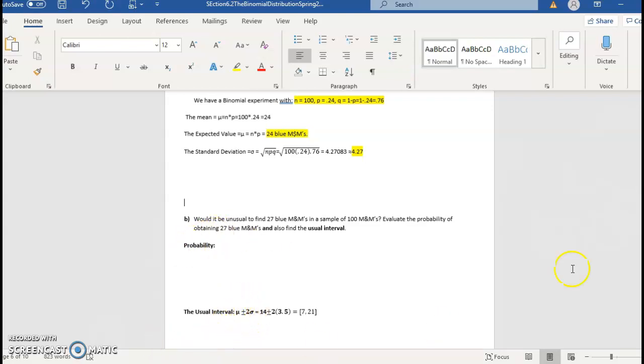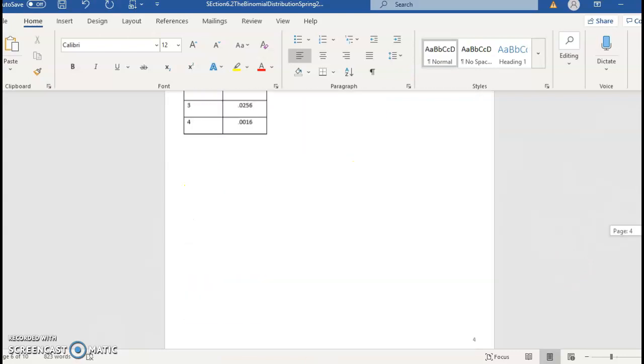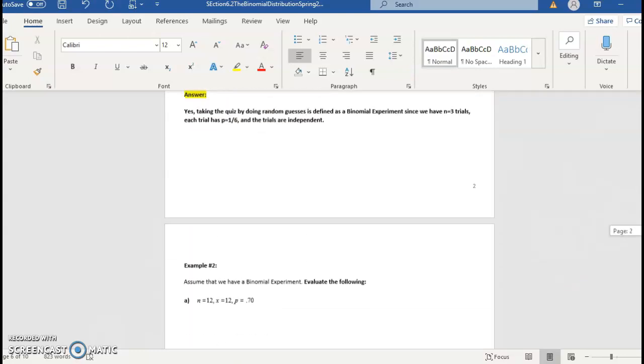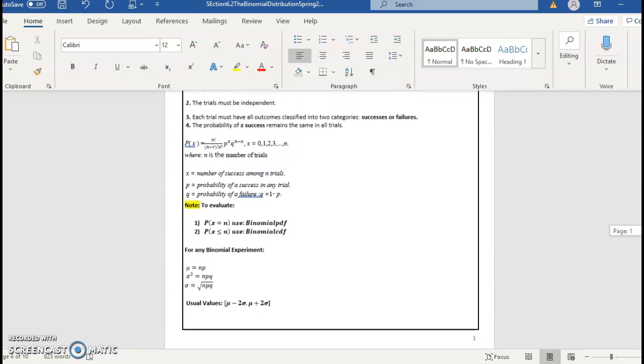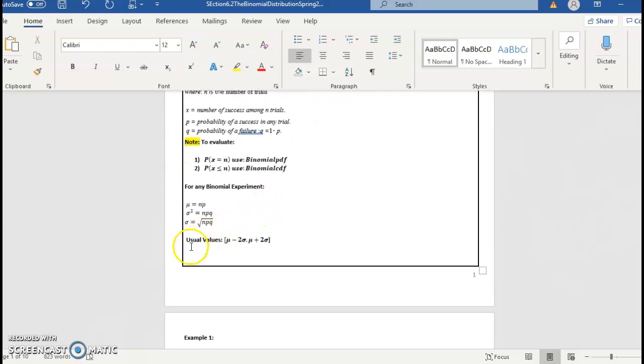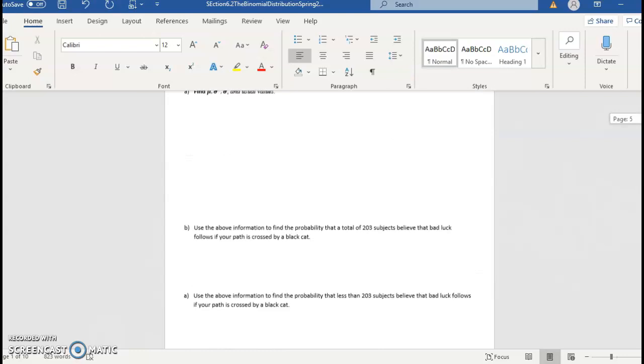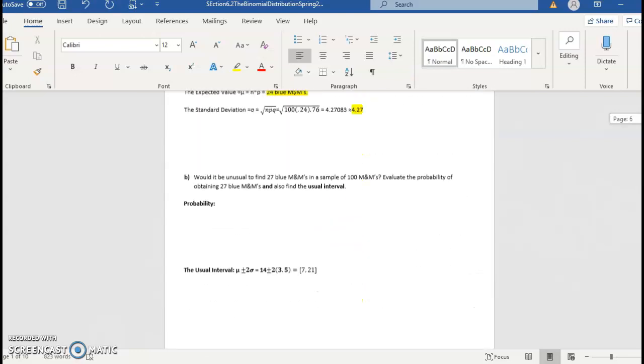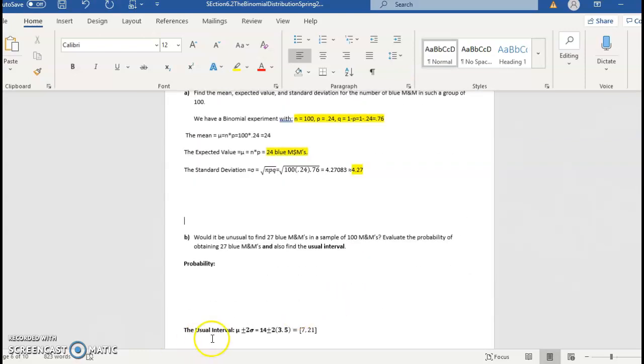Remember that your usual interval actually goes back to the original problem. Some of these are bell-shaped, so you're still looking within two standard deviations of the mean. If you were to answer this question using the usual interval, you would say that the usual interval is mu plus or minus 2 sigma. In this case, the value of the mean was 24.